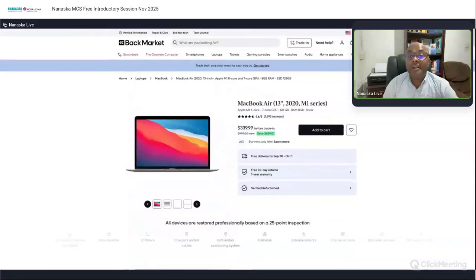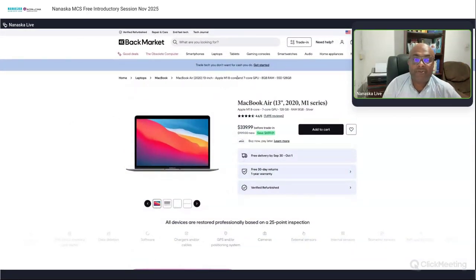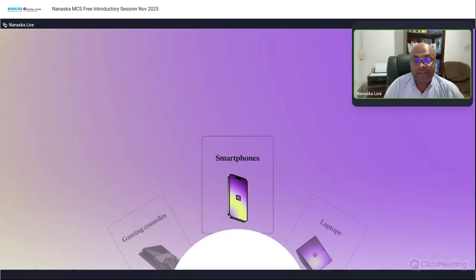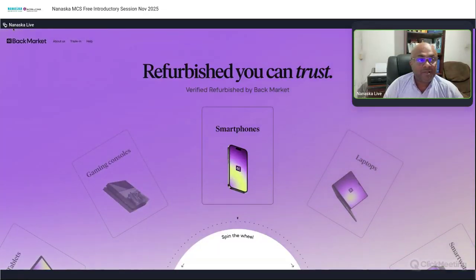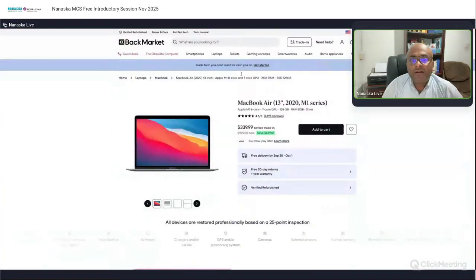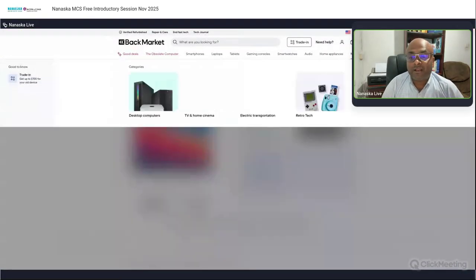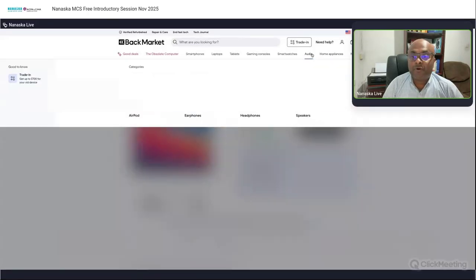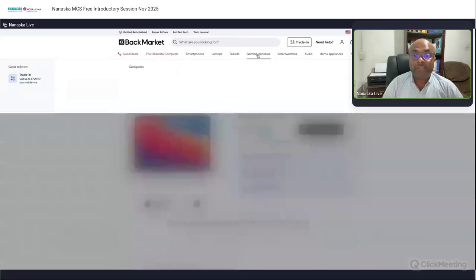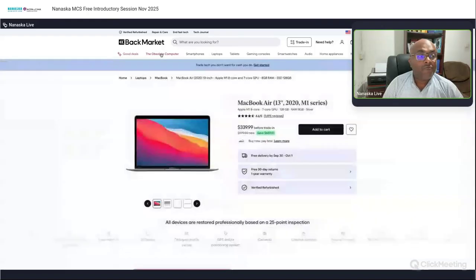But they are a very, very large business, my dear friends. It says verified, refurbished. If you want, this is where you should be spending a little bit more time. Of course, they don't sell only computers; they have everything else in the world for you to go and buy.